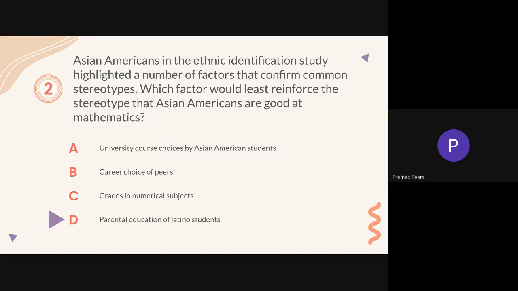Option A is wrong. If Asian Americans choose mathematical courses, this would reinforce the stereotype. Similarly, if Asian Americans chose math-oriented careers like engineering or accounting, this would also reinforce the stereotype. And finally, good grades in math courses would reinforce the stereotype as well.